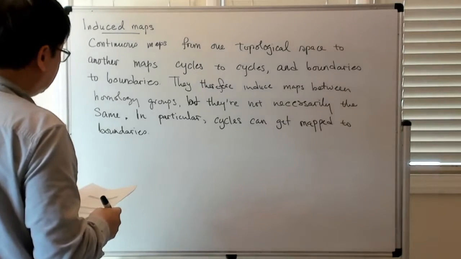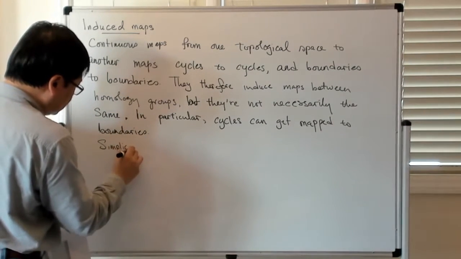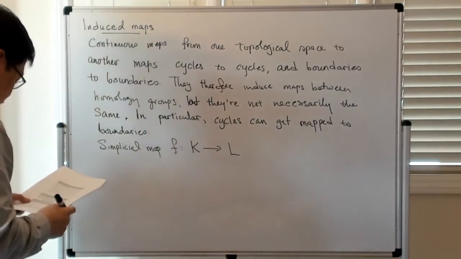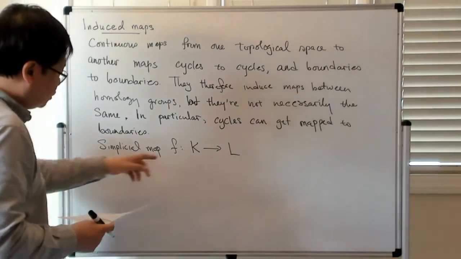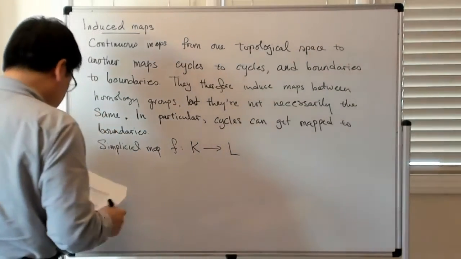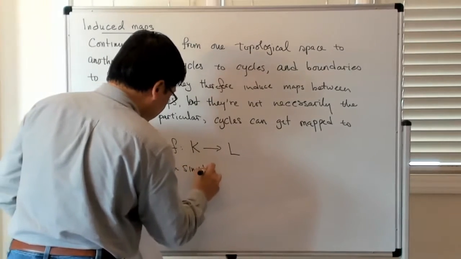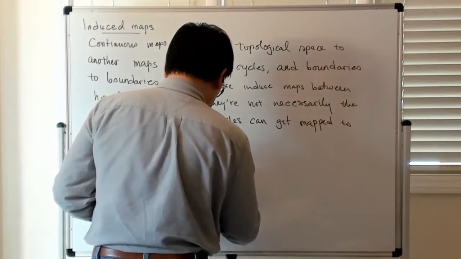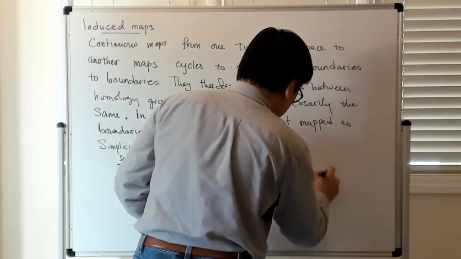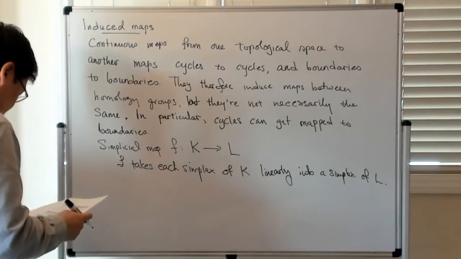Okay, so let's try to see how one goes about doing this. Let's say we have a simplicial map F from one simplicial complex K to another simplicial complex L. So you know that this is basically a linear map, right? It can be defined at the level of simplices. So F takes each simplex of K linearly into a simplex of L. So this simplicial map is a piecewise linear map in a precise sense.